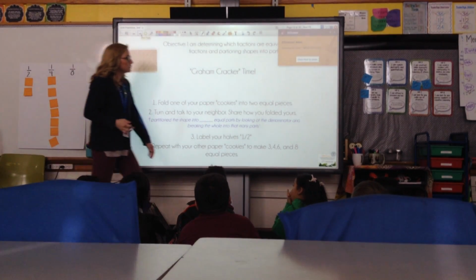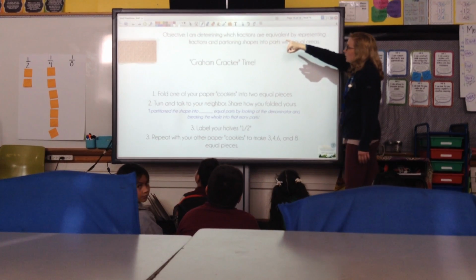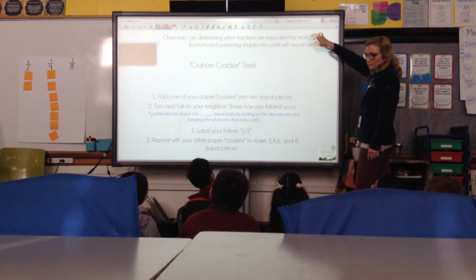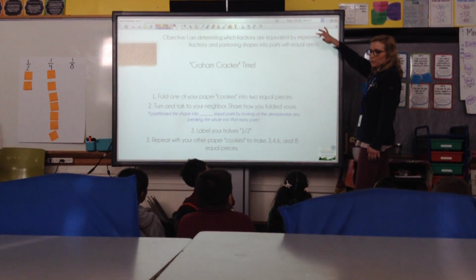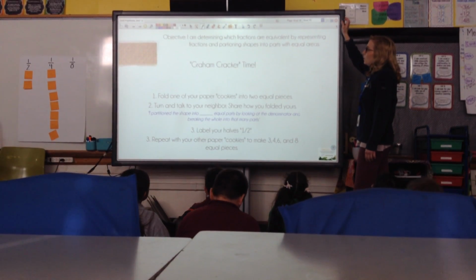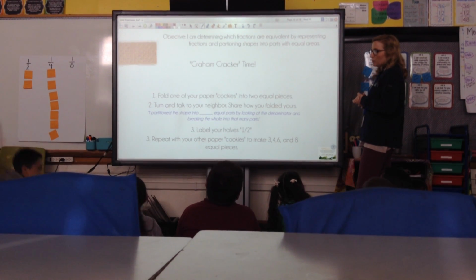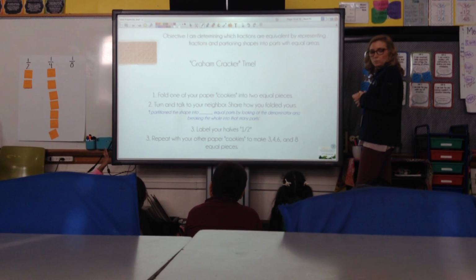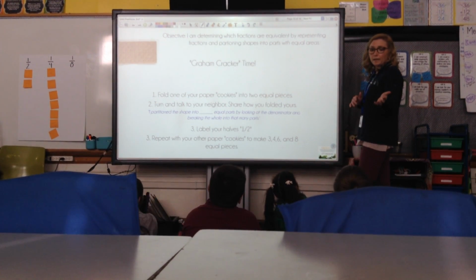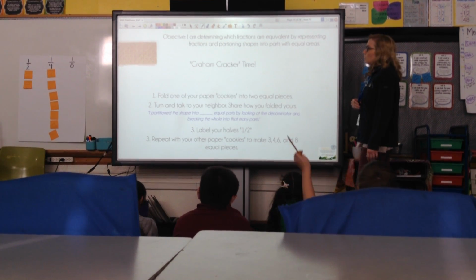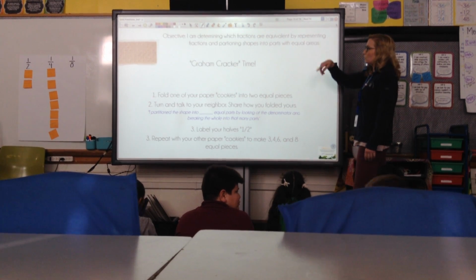So going back to our objective, I'm determining which fractions are equivalent. What's equivalent? What's it look like? Equal. By representing fractions and partitioning. What was partitioning? What did you guys do with the Hershey bar? You split it. So, partitioning is when you split a shape.